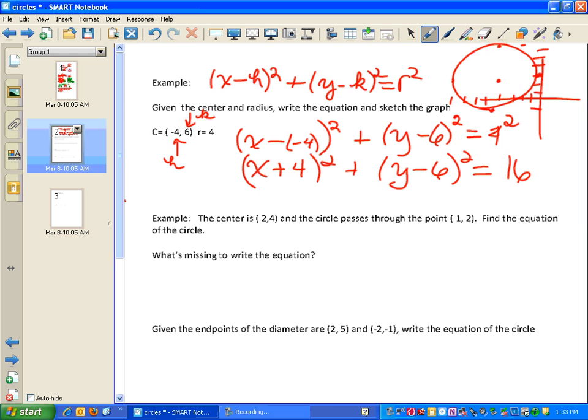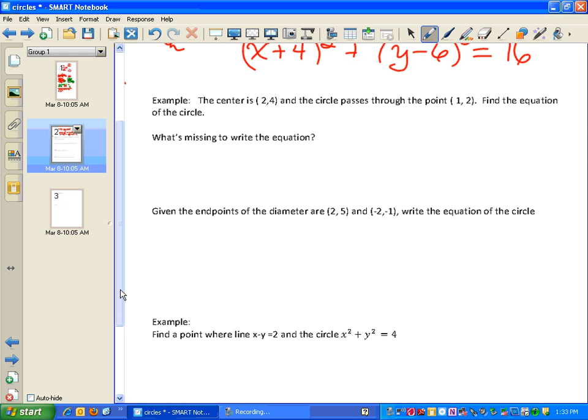Okay, the center is at 2, 4, and passes through the point 1, 2. Find the circle. What am I missing to write the equation?